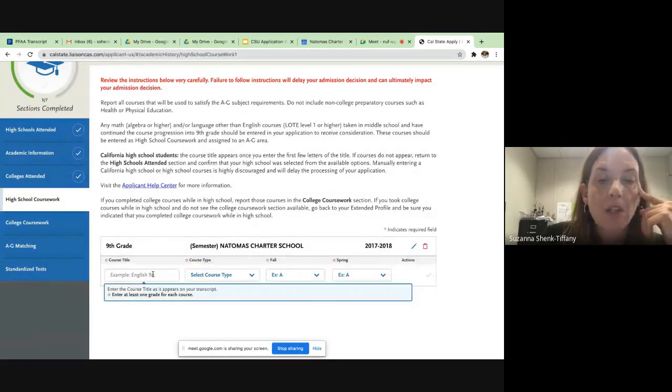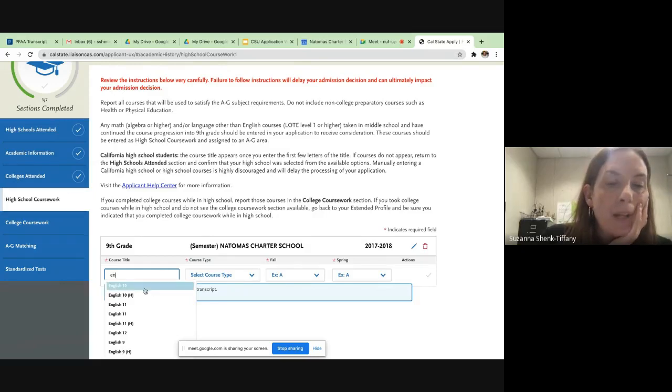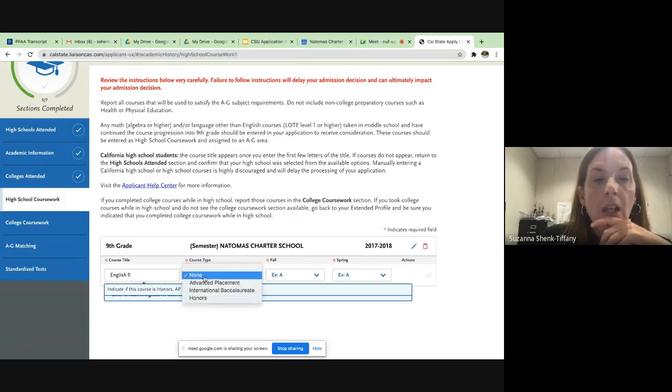And this is what I mentioned earlier. You do not want to ever type out the name of a course. You want to just start typing, and then the course will pop up. If you start typing in your own names of courses, that means they could or could not be A through G approved, and that's going to send your application to a different person altogether and perhaps delay your acceptance. So don't do that. Just click in either English 9, the course type.